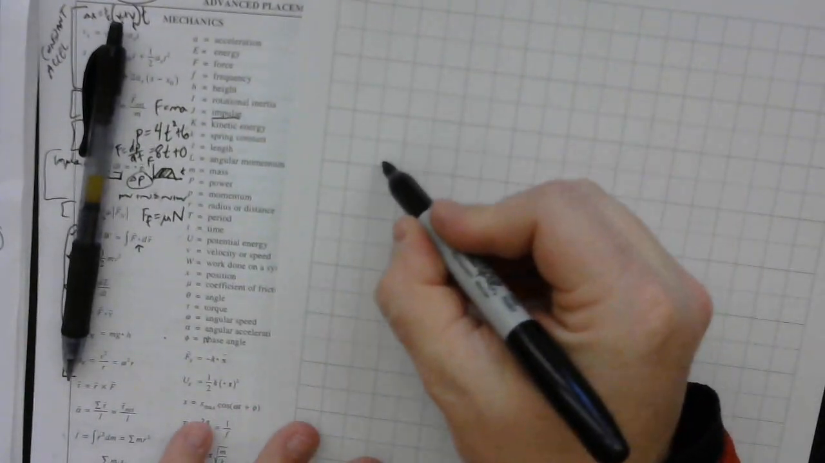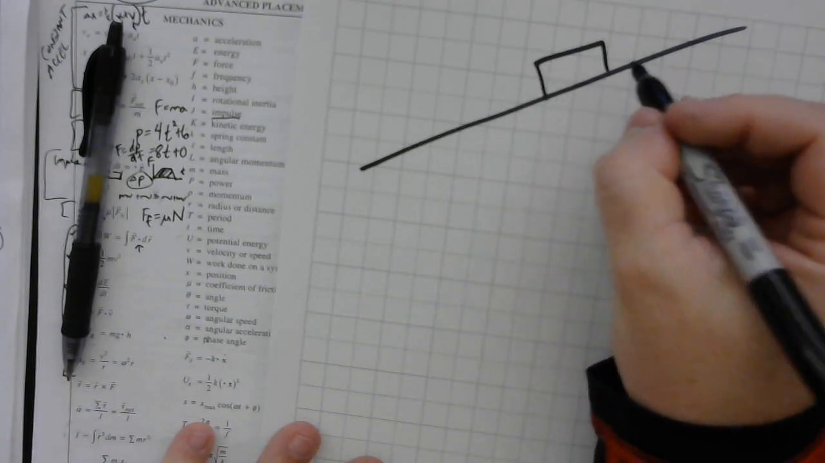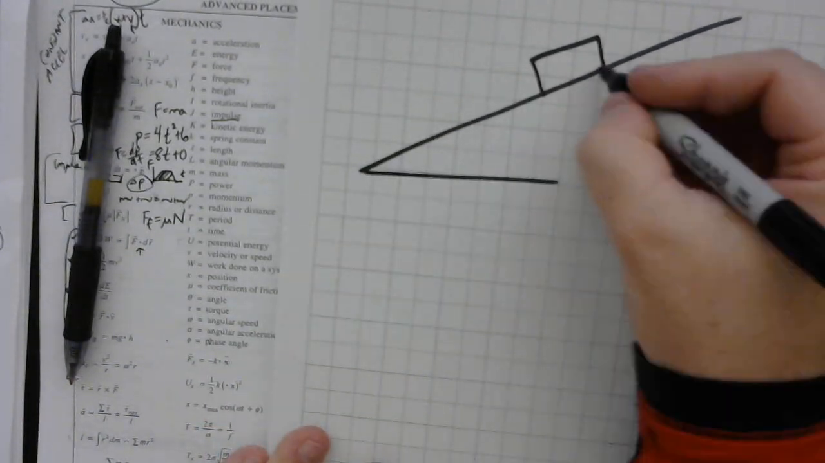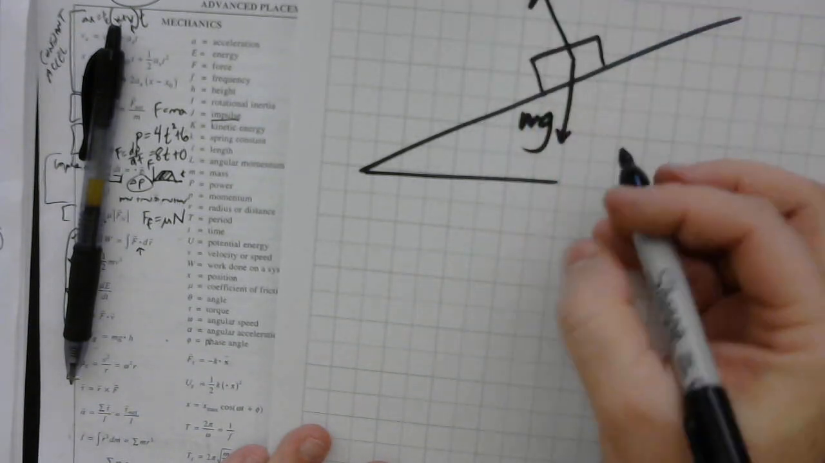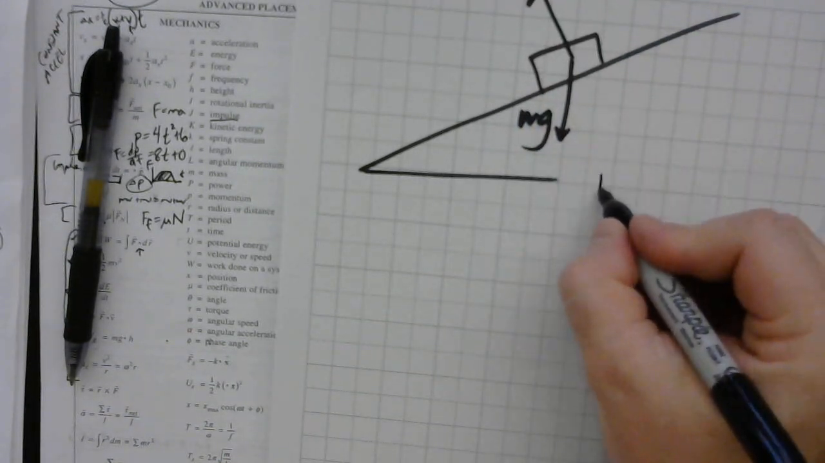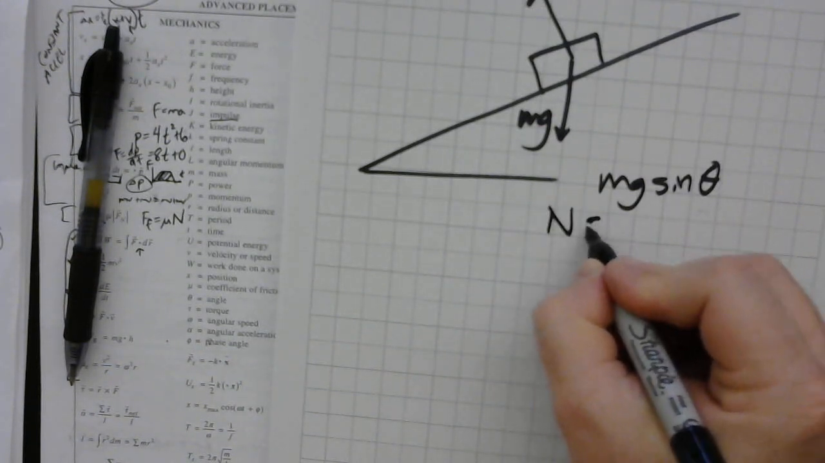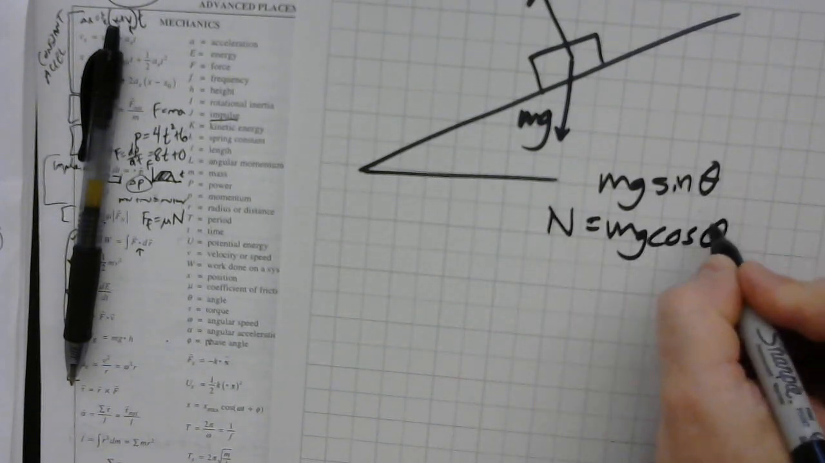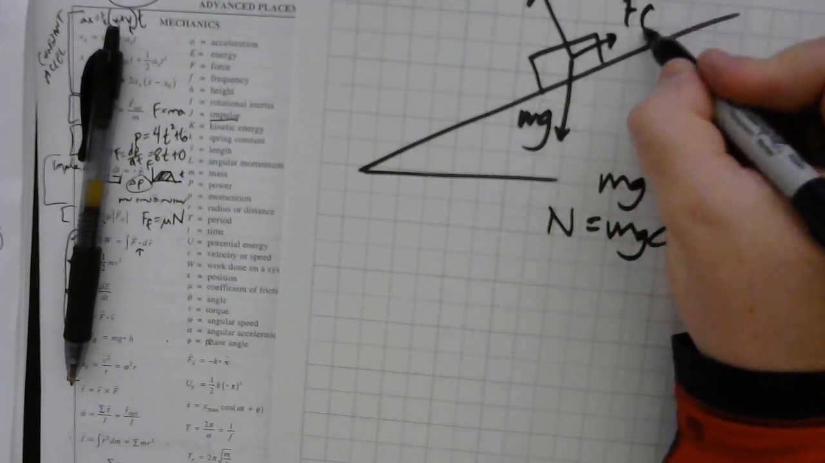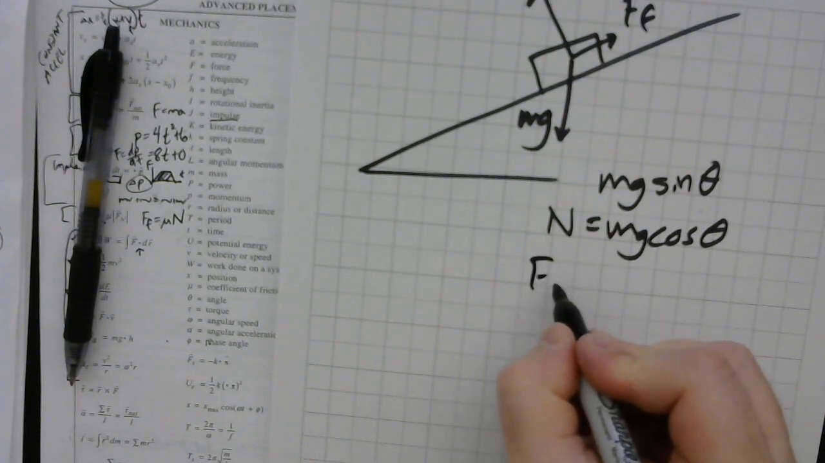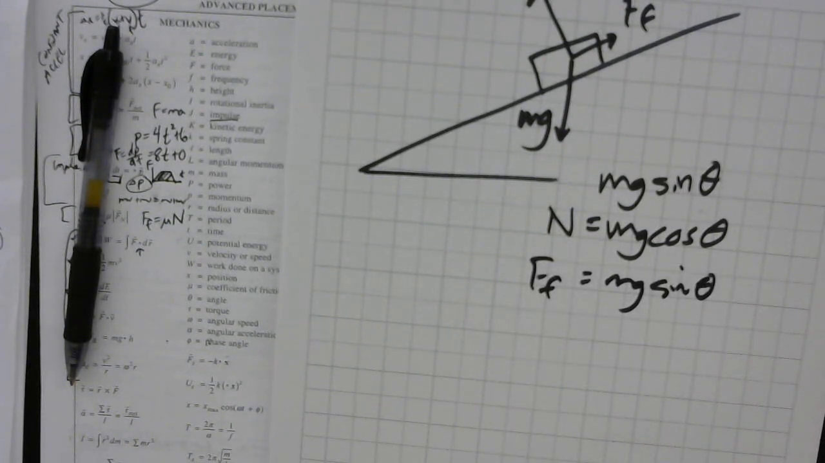Last one with forces is when I have an object on a ramp, okay? So I have a weight force straight down as mg, normal force is this way, and the force down the ramp will be mg sine of theta. The normal force will be equal to mg cosine of theta. And if it was at rest, I would have friction up here, and then that friction force would equal mg sine of theta, if it's at rest, okay?